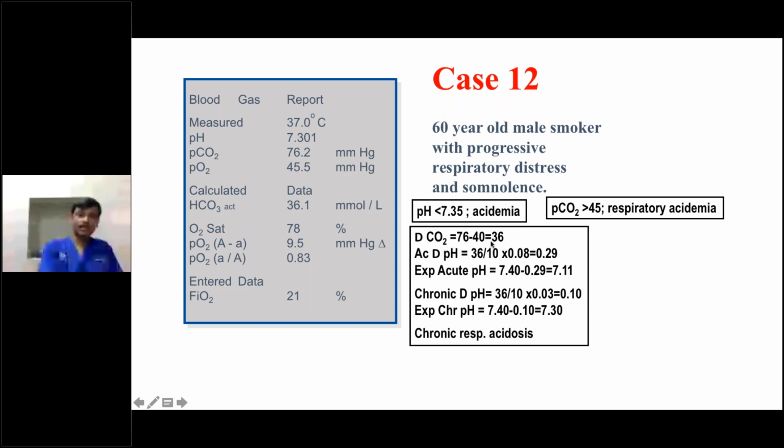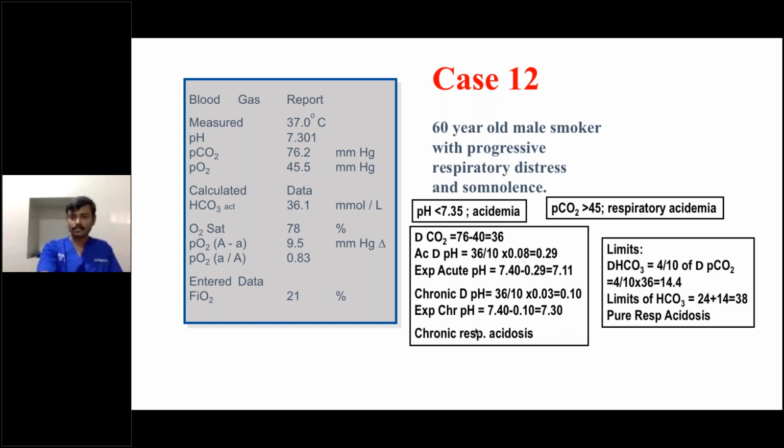If it were an acute respiratory acidosis, the expected pH should be 7.11, but it is 7.30, so it is a chronic respiratory acidosis. We can use the other formula also, 0.03 into change in PCO2 by 10. The expected pH comes to 7.30. It correlates with chronic respiratory acidosis. So it's a clear-cut case of chronic respiratory acidosis.